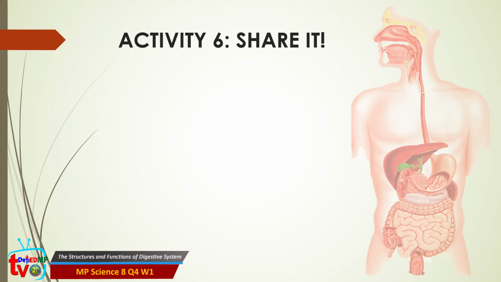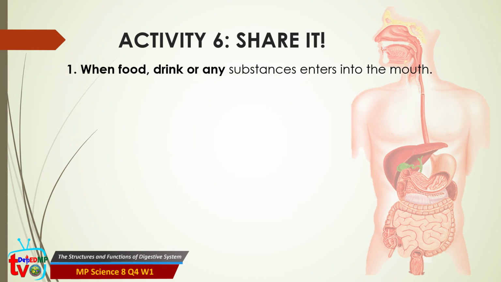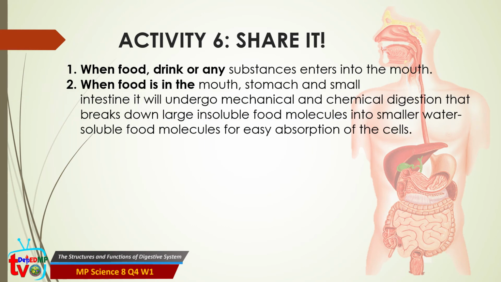If you have chosen Activity 6, Share It, the possible answers are 1. When food, drink, or any substances enter the mouth. Number 2. When food is in the mouth, stomach, and small intestine, it will undergo mechanical and chemical digestion that breaks down large insoluble food molecules into smaller water-soluble food molecules for easy absorption by the cells.